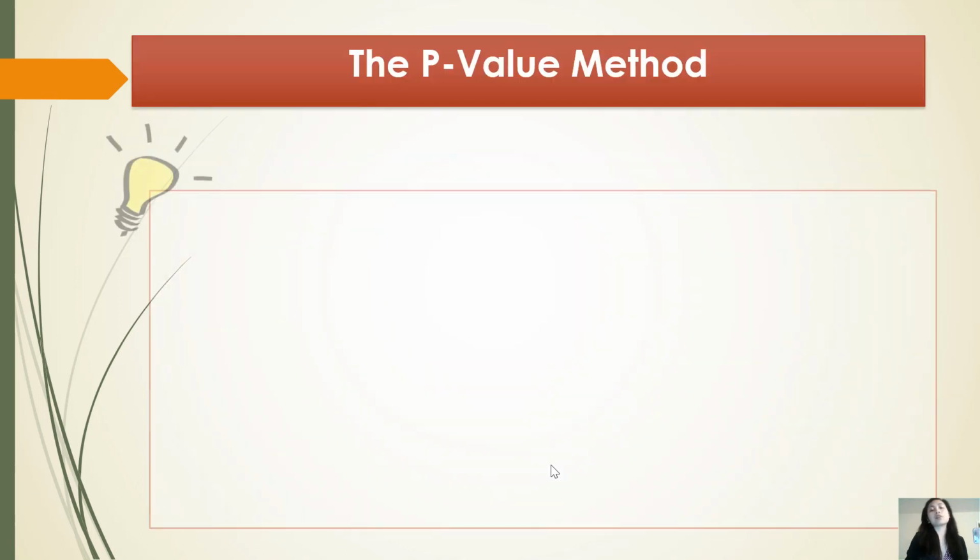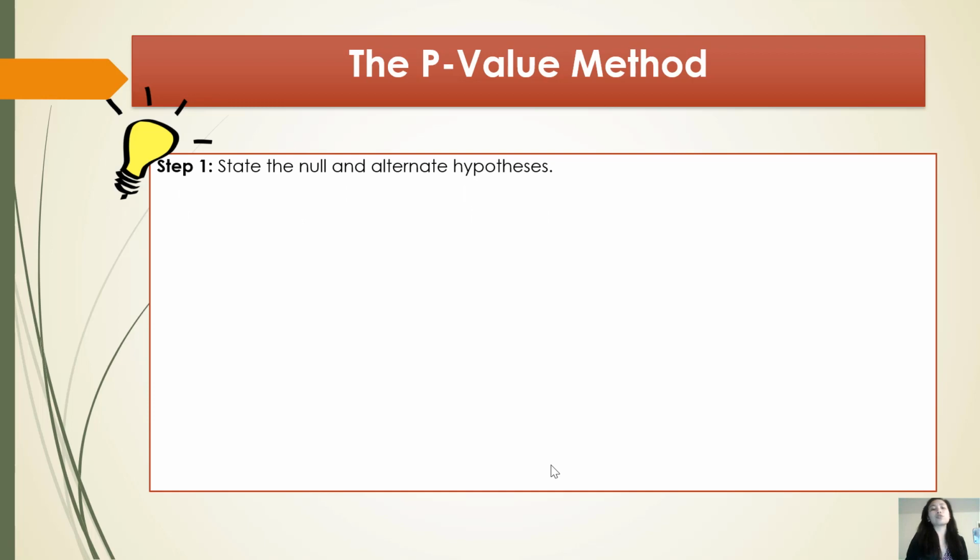Now for the p-value method, in the first step, we also have to state the null and the alternative hypothesis in order to define whether it is a left tail test or a right tail test. And then to make a decision, we have to choose a significance level alpha. Again, if it's not given, we take it as 0.05.